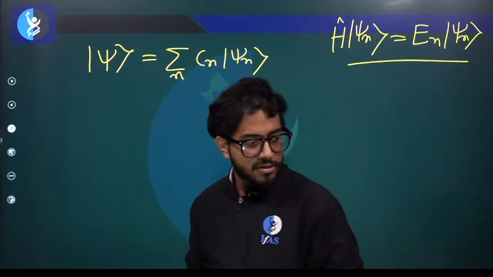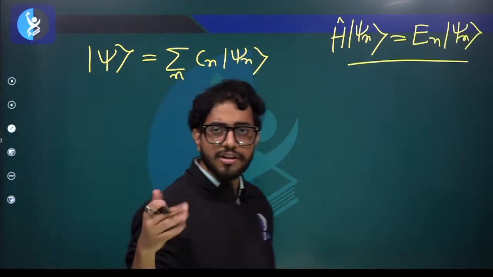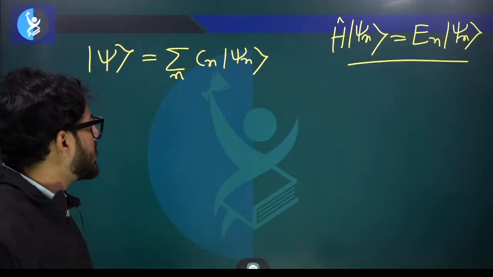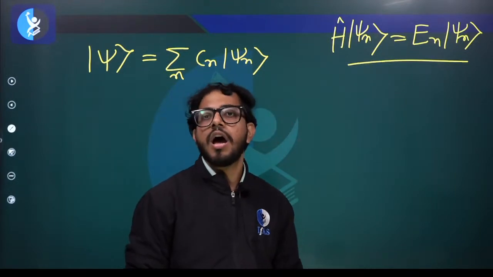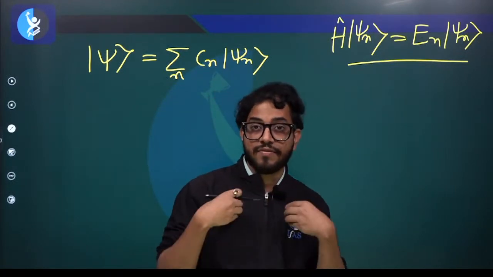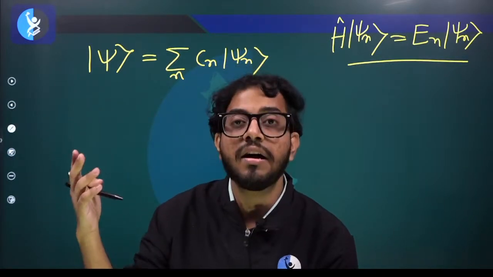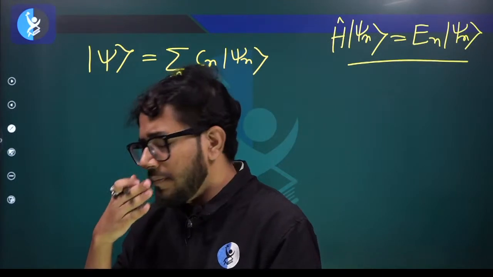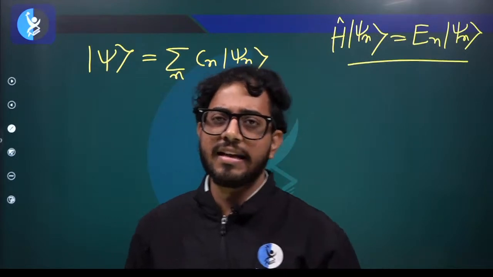Good morning, students. Variational principle is an approximation principle, and since it's an approximation principle, definitely all the time we cannot expect that we will get the exact ground state energy. Either I can get the exact ground state energy if I'm lucky enough, if the software has guessed the correct wave function, or it might provide me something which is just a little bit greater than the exact value.